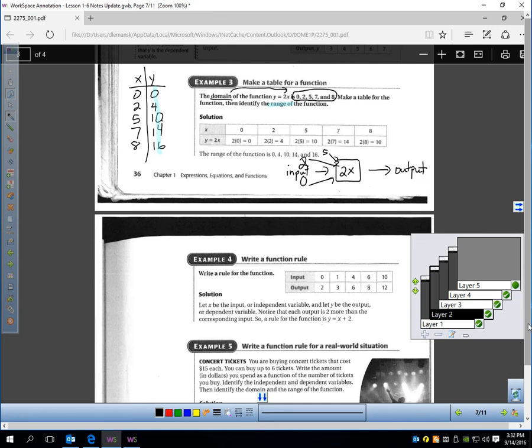Okay? The numbers I highlighted in blue are the numbers that are considered my range. They want me to identify the range. So let's write those out. My range in this problem would be 0, 4, 10, 14, 16.